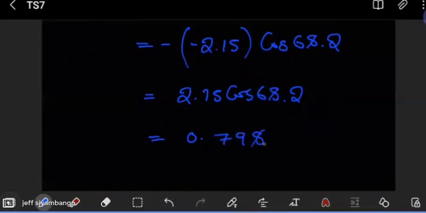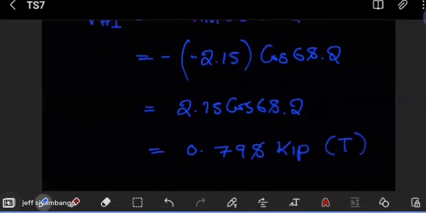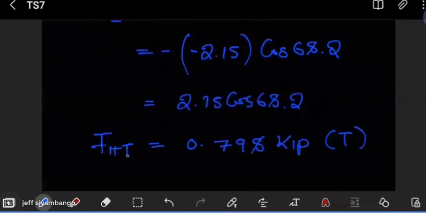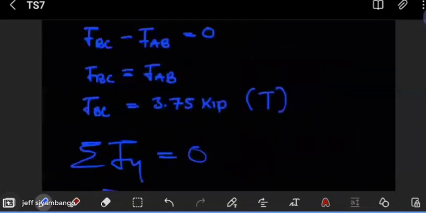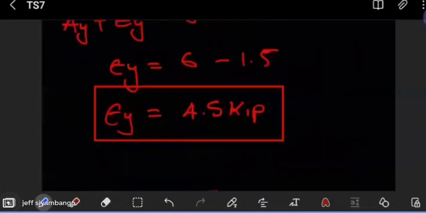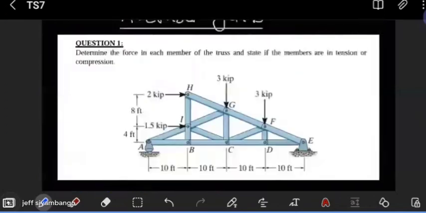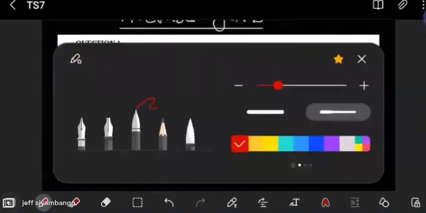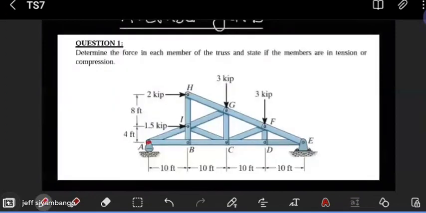Like this? Yeah. So this is tension. So we have now found FHI. Notice that using these joints, we have already sorted out these members. We have sorted out AB, AI, BC, HI, and we have sorted out HG there.